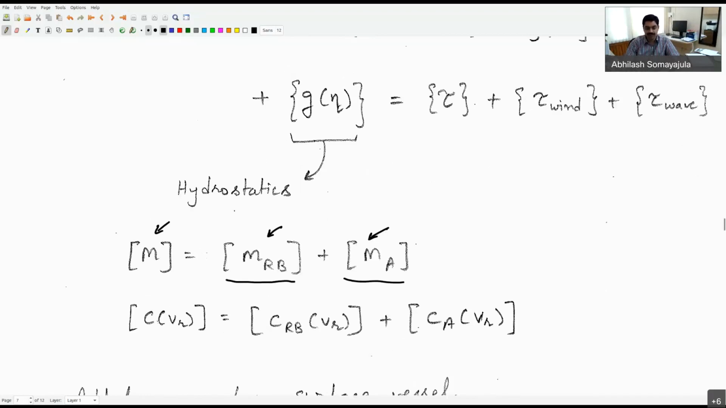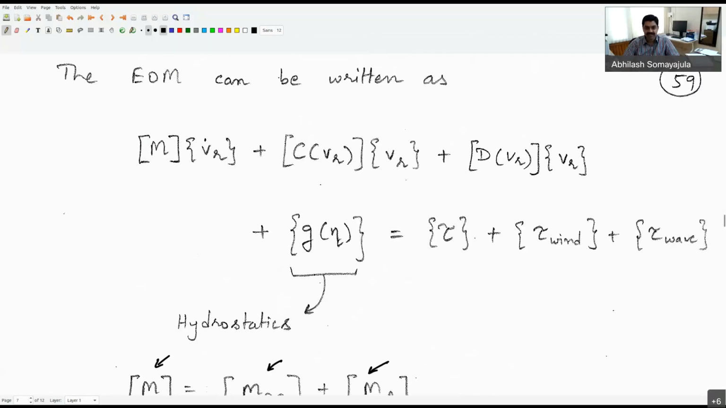So we have the Coriolis matrix due to the rigid body, and then you have the Coriolis matrix due to the added mass. They both add up to give you the Coriolis matrix of the combined system, and that gets multiplied by the velocity vector, plus the damping times the velocity vector, plus the hydrostatic part, is equal to the control inputs plus the wind forces and the wave forces. So we have simply simplified the notation here. So instead of the mass matrix having two components, we are writing it as one single matrix. Similarly, the Coriolis matrix also is written as a single matrix.